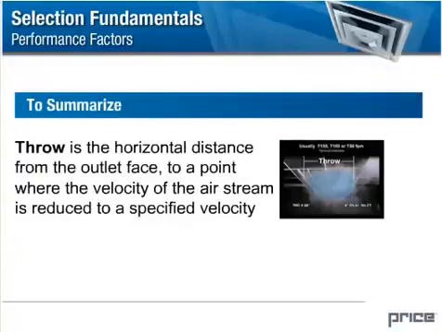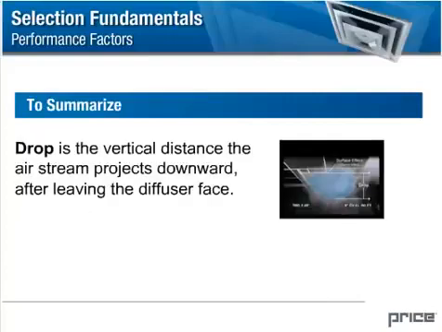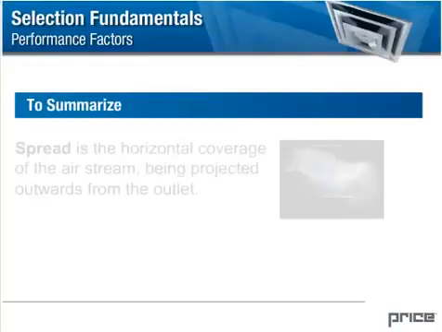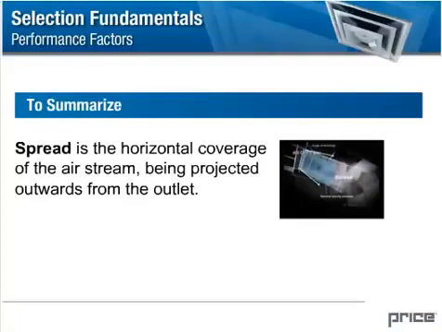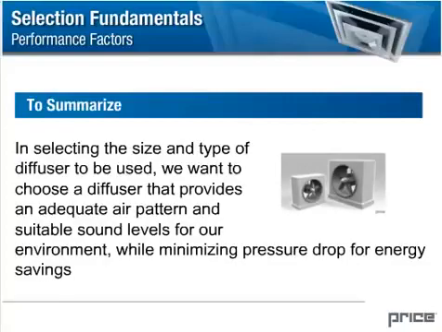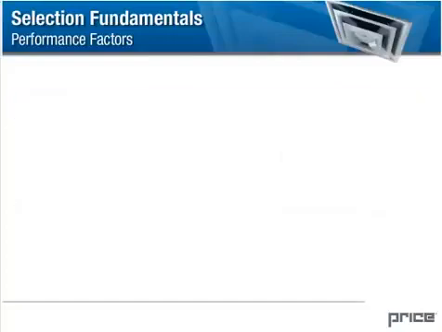To summarize, throw is the horizontal distance from the outlet face to a point where the velocity of the airstream is reduced to a specific velocity. Drop is the vertical distance the airstream projects downward after leaving the diffuser face. Spread is the horizontal coverage of the airstream being projected outwards from the outlet. In selecting the size and the type of diffuser to be used, we want to choose a diffuser that provides an adequate air pattern and suitable sound levels for our environment while minimizing pressure drop for energy savings.